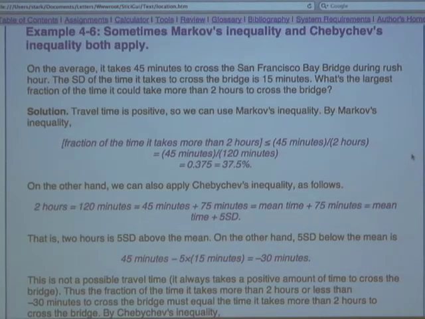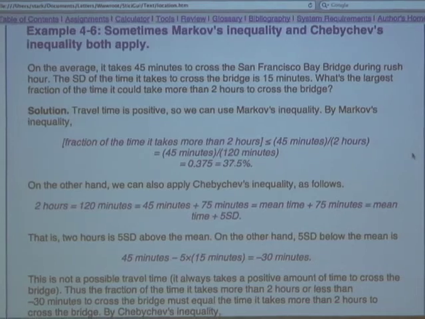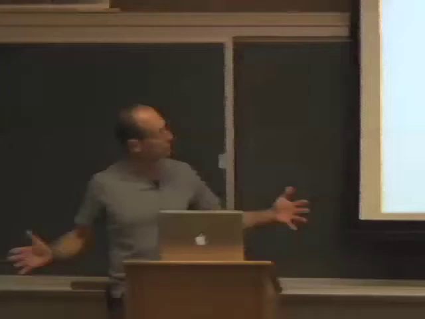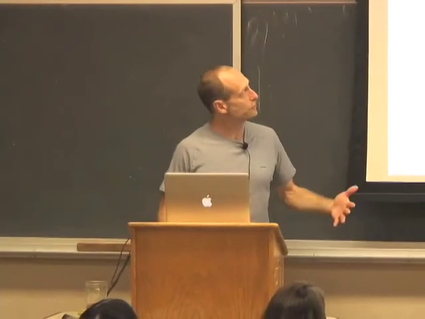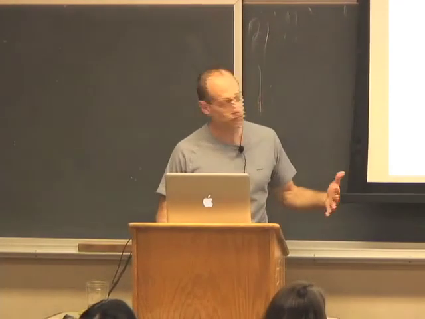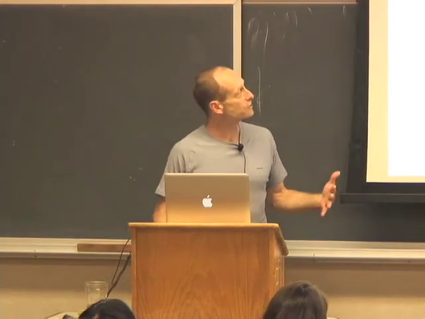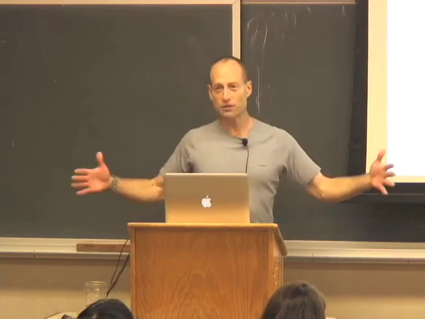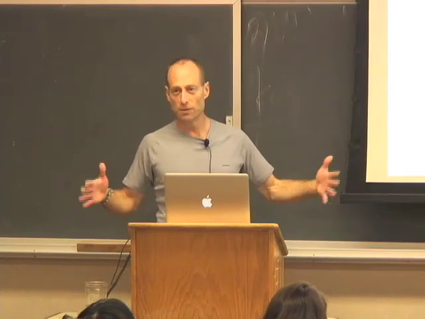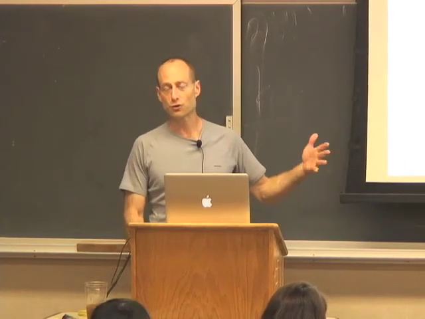Okay, so we're going to say that on average it takes 45 minutes to cross the Bay Bridge during rush hour, with a standard deviation of 15 minutes. And so we're going to imagine some very long list of travel times, how long it took to cross the bridge. In this very long list of numbers, the average of that list is 45 minutes. The standard deviation of the list is 15. I want to ask, what's the largest fraction of numbers in that list that could be bigger than 2 hours? 2 hours or bigger.